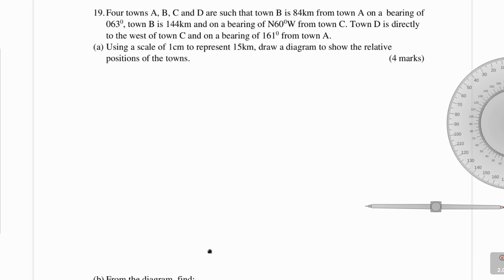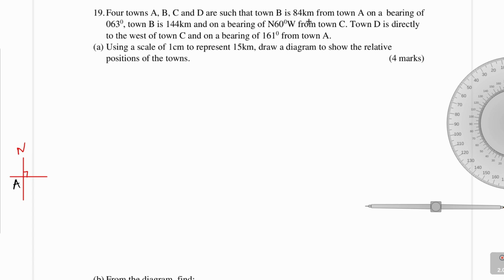So from the first statement, four towns A, B, and C are such that B is 84 kilometers from town A on a bearing of 063 degrees. So we are going to start by indicating the position of A. That is where we are supposed to measure 63 degrees from. So assuming that this is point A, you draw a compass at A and ensure that this angle is 90 degrees. This is north. So point A is here.